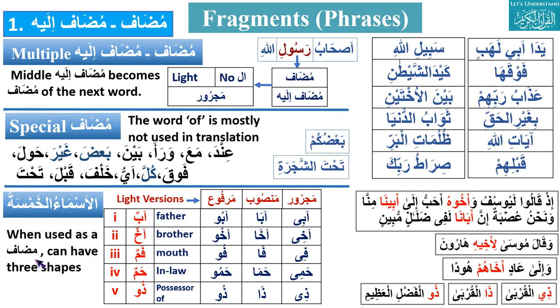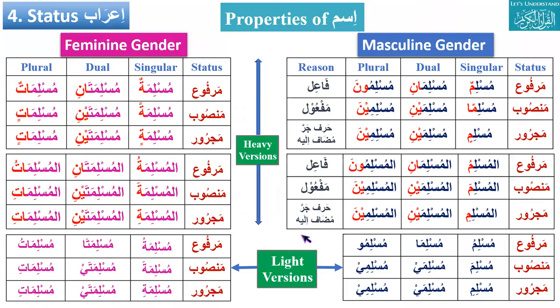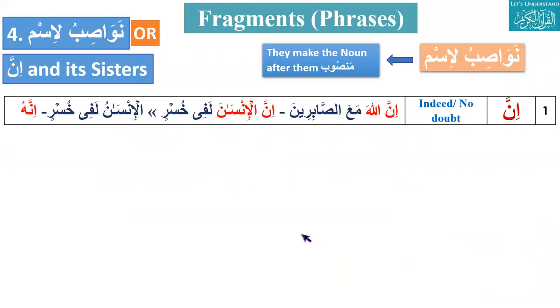When used as mudaf they can have three shapes: Abu, Aba, Abi; Akhu, Akha, Akhi; Fu, Fa, Fi. So because of 'an', actually it is Abu Huraira, but when we put 'an' it will be majroor: Abi Huraira. So this is one of the reasons for 'an Abi Huraira'. Thank you, Javed bhai.